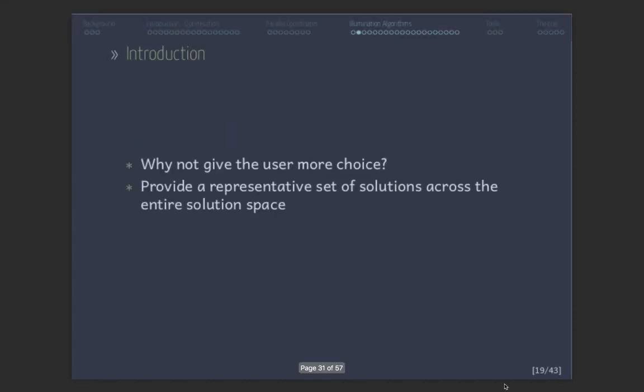Illumination algorithms. By using algorithms based on Pareto optimality, we can generate a non-dominated front that gives the user some choice. But what about giving the user more choice? What about giving the user choice that represents the entire solution space? So the idea behind an illumination algorithm is to, in effect, illuminate the solution space by finding a representative set of solutions that demonstrate the possibilities available across the solution space.